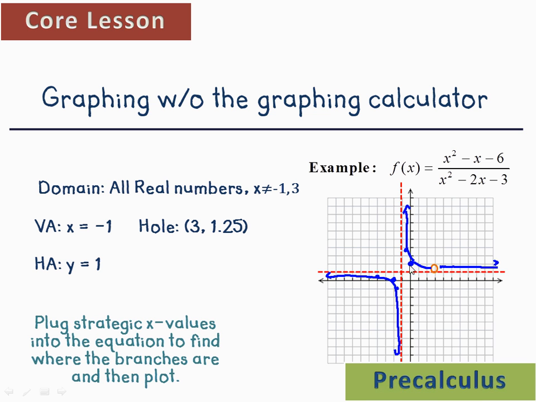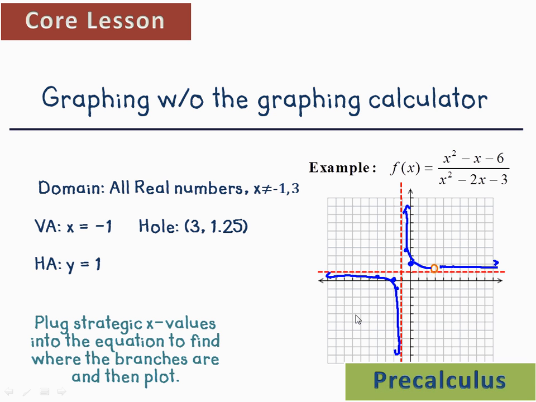There's my (0, 2) that I found earlier, and then I plugged in -0.5 to find that one. I already know the hole, so I'm good. And then you just sort of connect it and make it approach your asymptotes. And here I plugged in -1, 2, 3. I plugged in -4, -2, and -1.5 to find those.